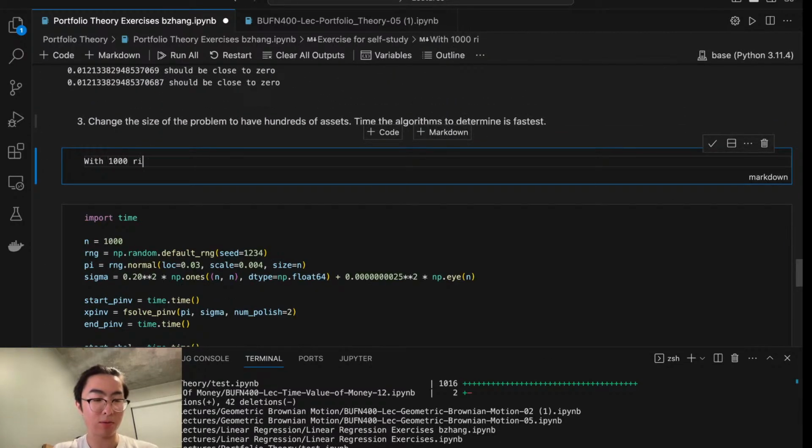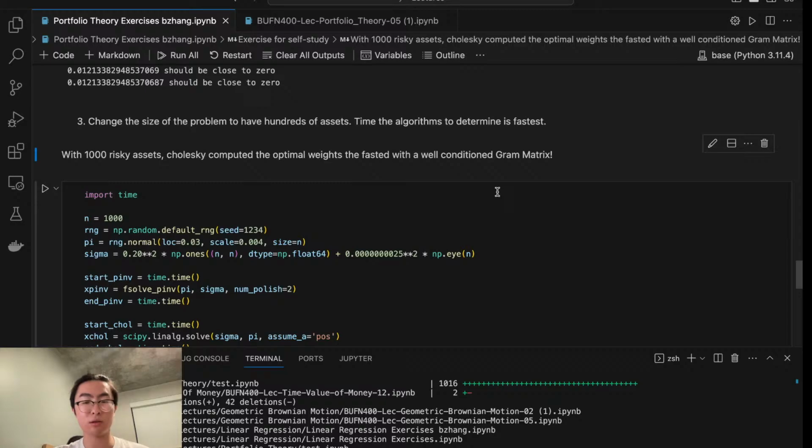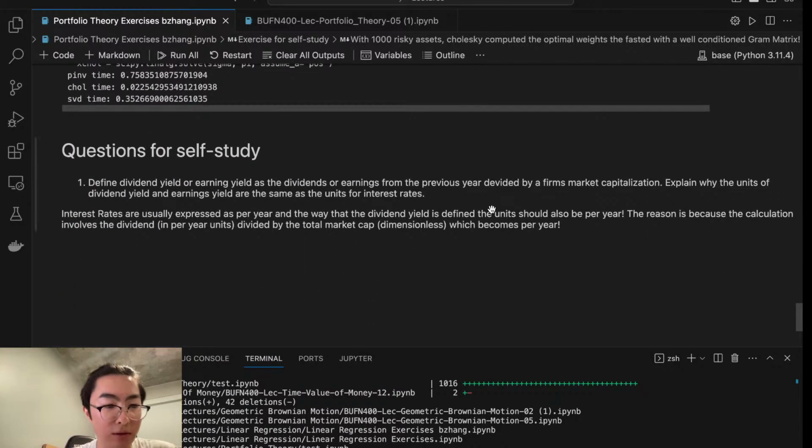With 1,000 risky assets, Cholesky computed the optimal weights the fastest with a well-conditioned Gram matrix. Okay, so I think it's positive definite, right?